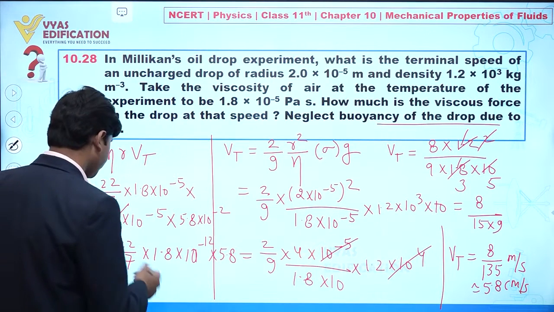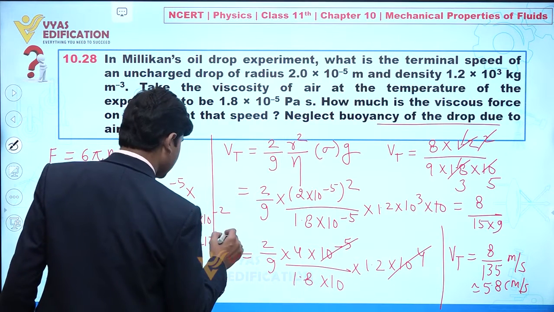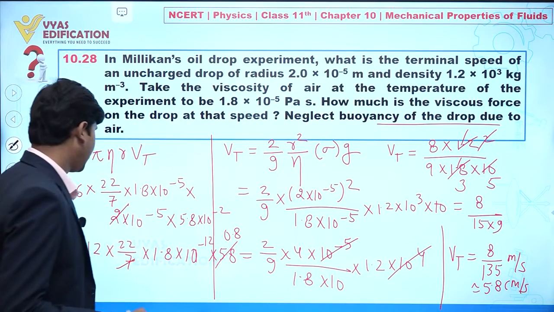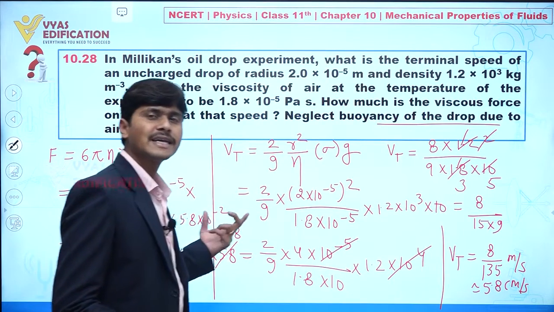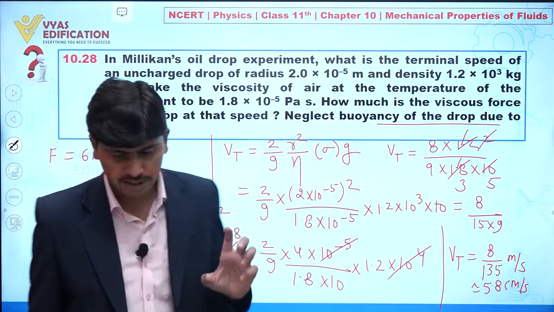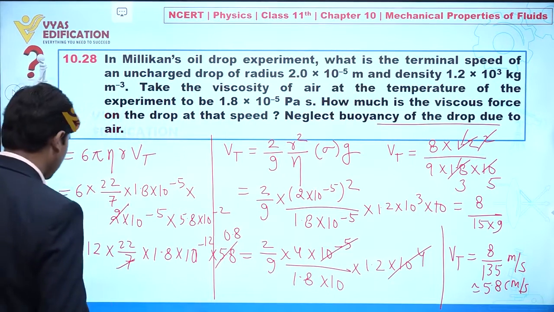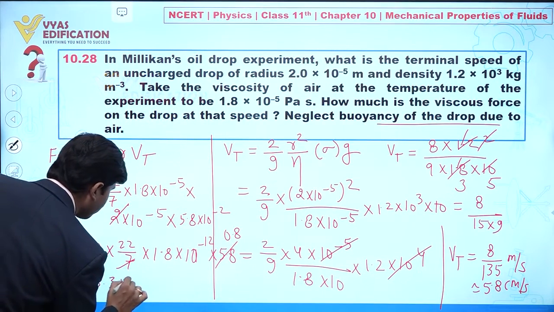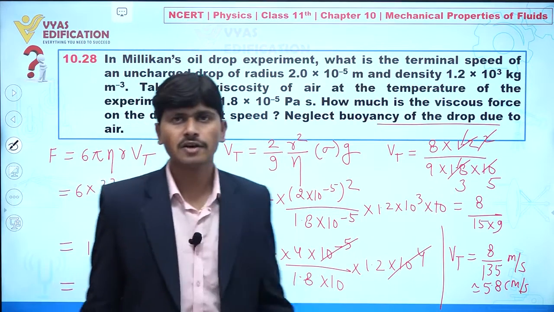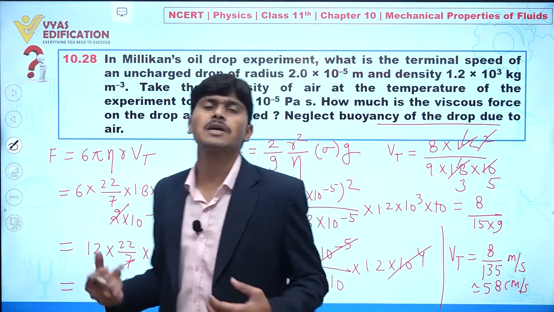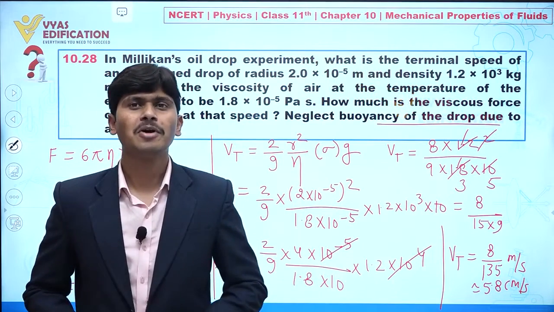Or you can directly take the approximate result. Approximately you can say this is 0.8. If you multiply it with 6, 22, 1.8, 0.8, you will get the value of the viscous force. Directly I am saying this value is 3.3 into 10 to the power minus 10, near about. Just a very simple calculation we have. So this is all about this question.